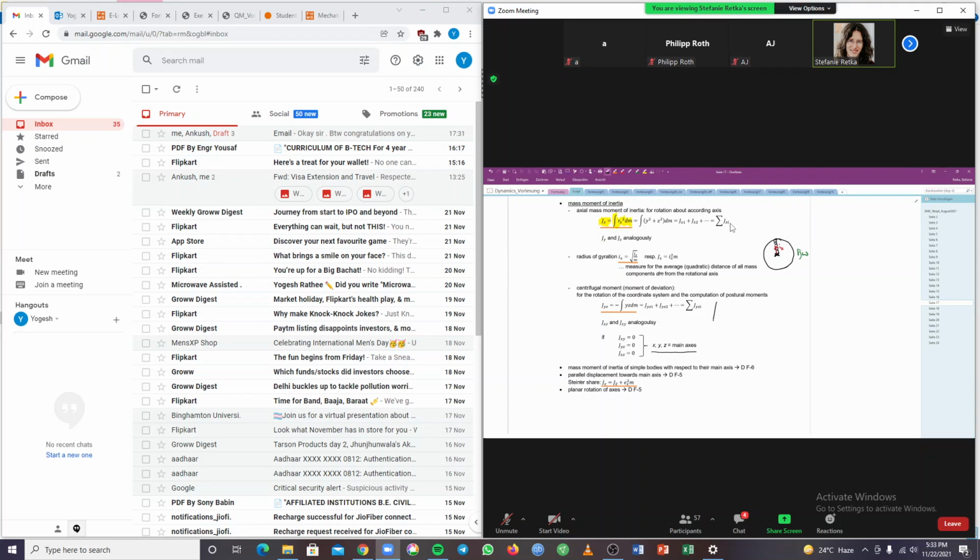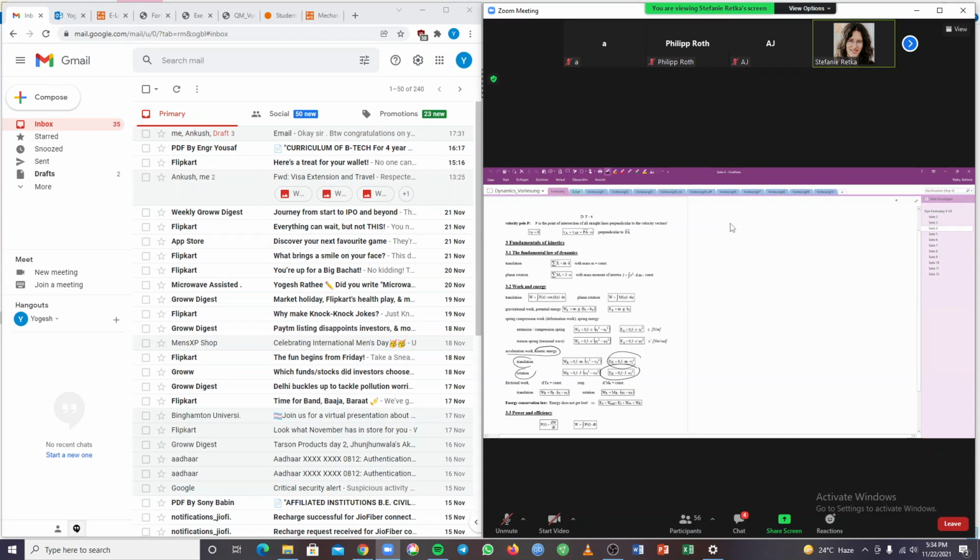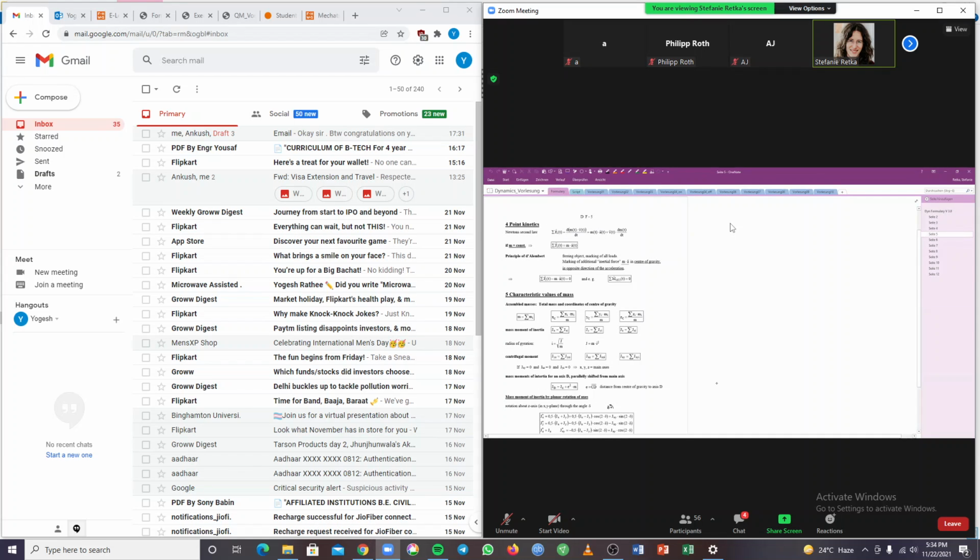So what we will do in this chapter is we will practice defining the mass moment of inertia for different systems, for different objects, and we will discuss how the mass moment of inertia changes when our axis of rotation is not a main axis, not an axis passing through the center of gravity, but a different axis due to a parallel displacement or a planar rotation of our object. So let's have a look at the formulary. That's where we stop. So it's on the next page, page 5.